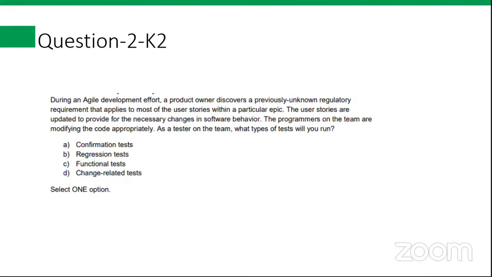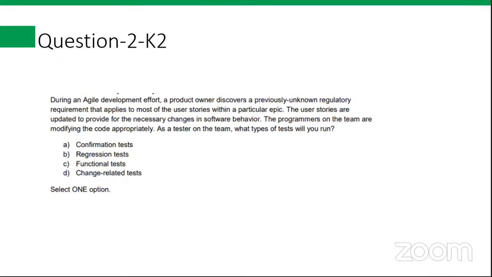Then how will you say, like, you need to select one option? Now you're in a confusion, like if it's option A or option B. But if you have at least one time gone through your syllabus, you should be aware that the change related test includes both confirmation test as well as regression test. So, if you know that point, then definitely you won't be selecting A or B, but you will be selecting option D, because this change related test will include both confirmation test as well as regression test.